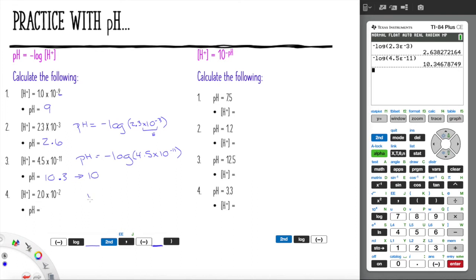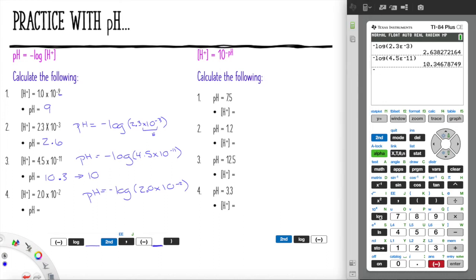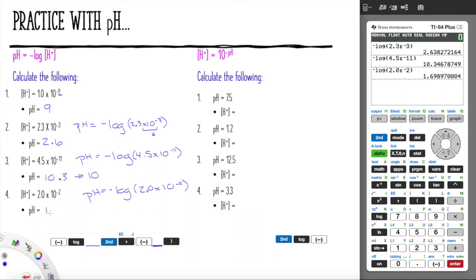Our hydrogen ion concentration is 2.0 times 10 to the negative 2. So I'm going to go ahead and write out my equation, negative log of 2.0 times 10 to the negative 2. And I want to plug this into my calculator. So negative log of 2.0 second E negative 2, close my parentheses, and hit enter. And that gives me a pH of 1.7. Let's go ahead and round that to 1.7.